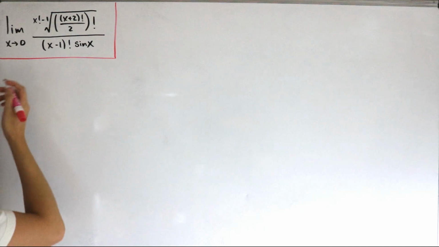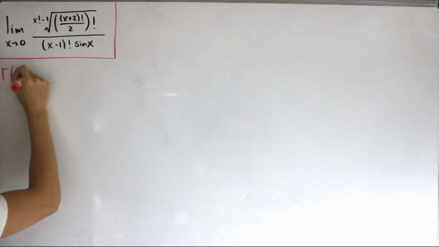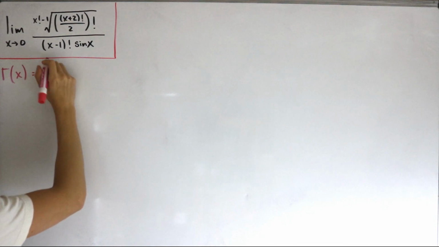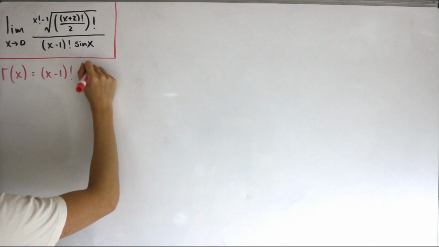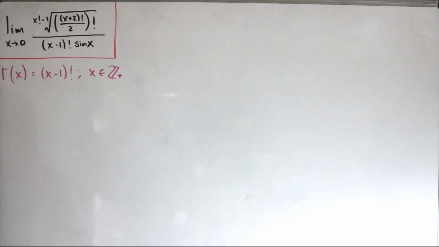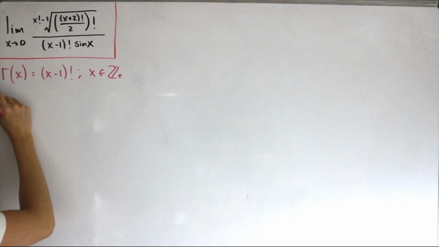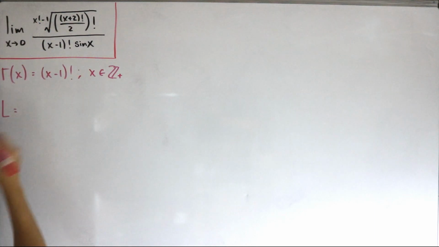Of course, as mentioned, we're going to turn everything in terms of the gamma function. So let's reiterate that gamma of x is simply going to equal (x minus 1) factorial, and that is, of course, for x a positive integer. With this, I'm going to call this capital L. And now let's convert everything back in terms of the gamma function, replacing the factorials.